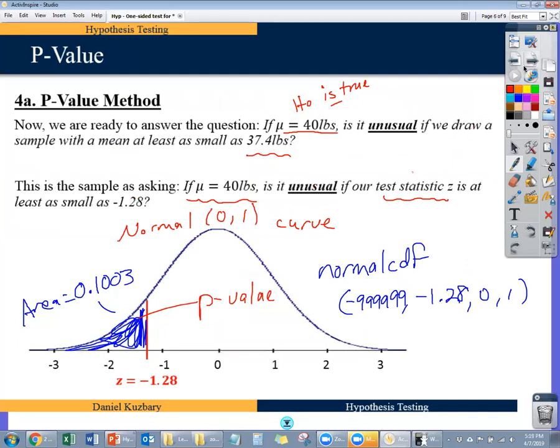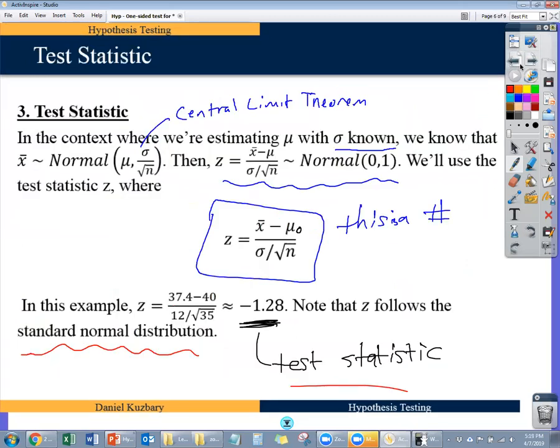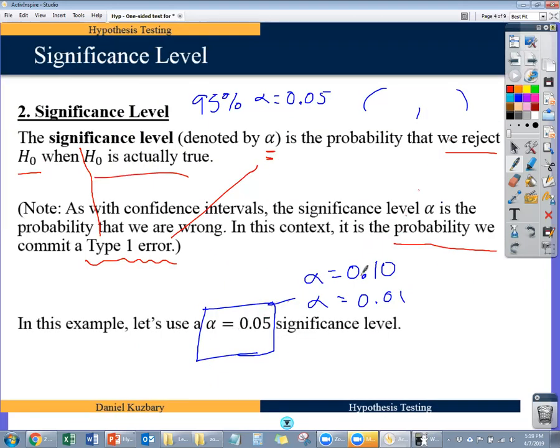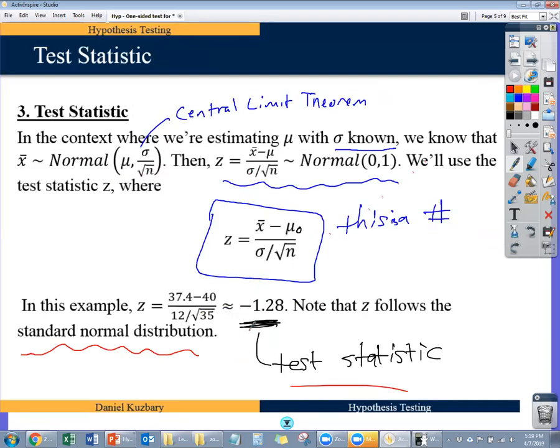There's another way to use the test statistic to get an answer. Some people like using p-values, and some people like using the second method I'm going to show you. Just to recap, in the second method you start out doing everything the same. You start out with these hypotheses, your significance level is whatever it's picked out to be, and you go ahead and find the test statistic. So I found this number that's equal to negative 1.28 on the standard normal distribution.